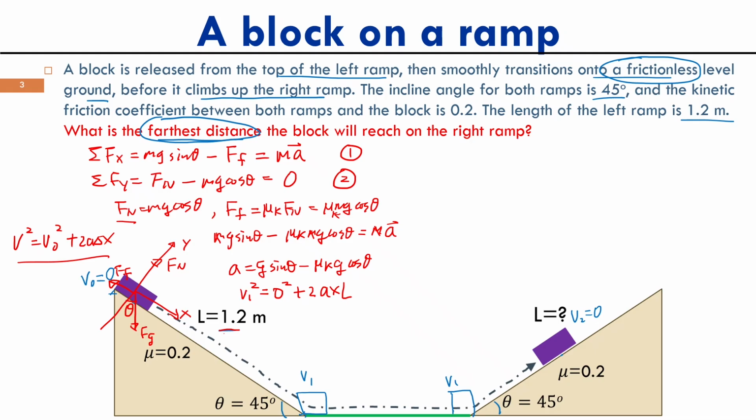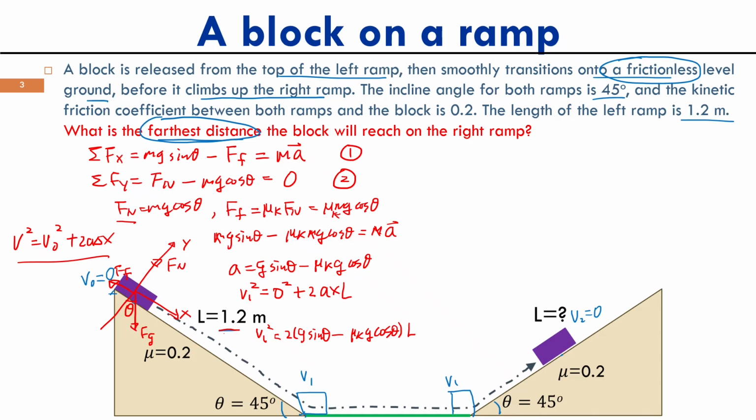And then if I substitute all these values in, my v1 squared equals 2 times my acceleration, g sine theta minus mu k g cosine theta, times L. So I know my final velocity here. Of course, I have all these values, I can solve it. But in this question, you don't need to solve it. I'm going to show you guys later.